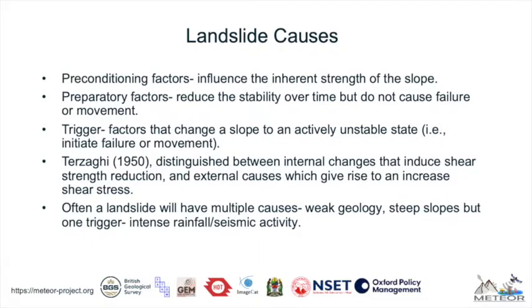So what are the actual processes that can cause a landslide? Now these can be divided in a number of ways. We think first about factors that precondition a slope to failure. These influence the inherent stability of a slope. So examples would be a very weak plastic geological material making up the slope. There are then the preparatory factors that reduce stability over time, so an eroding river or vegetation removal. These are tipping the balance towards the driving forces, but it's not enough yet to trigger the failure.